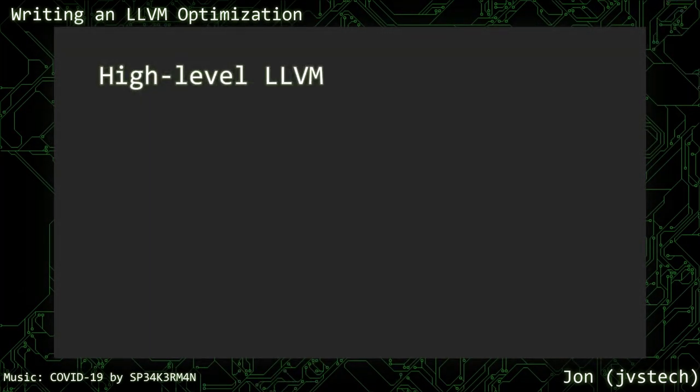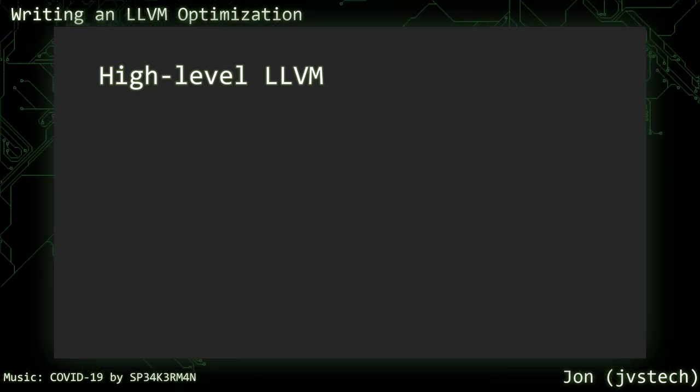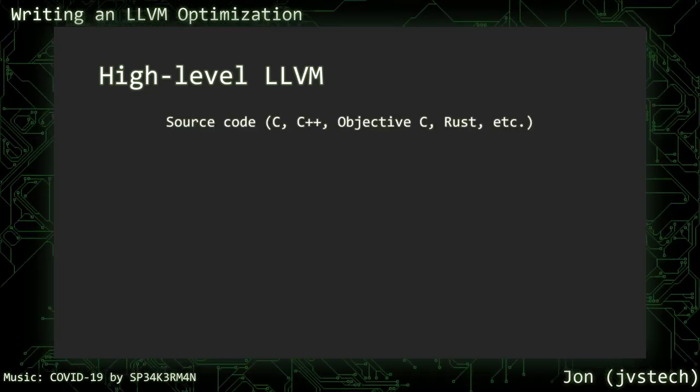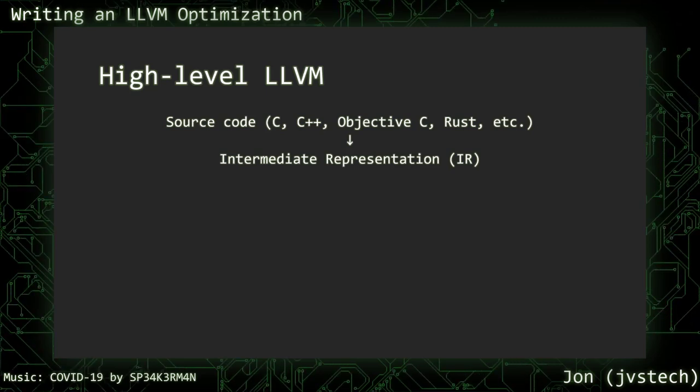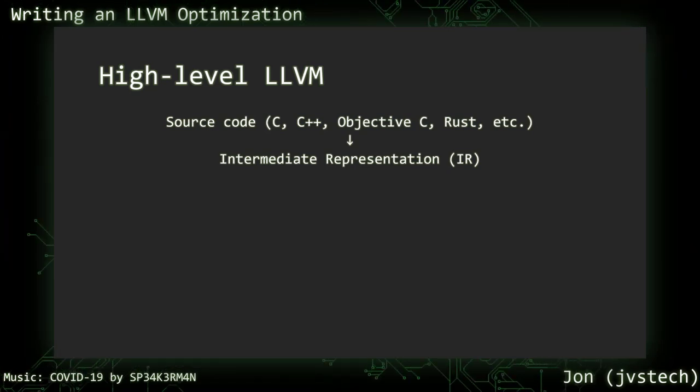Before we roll into writing our optimization, it's important to understand the basics of LLVM, so I'll give a 30,000 foot overview. In the compilation phases, high-level source code is parsed and converted to LLVM Intermediate Representation, or IR. This is the job of the front-end compiler, and this is what Clang does primarily with C and C++. Other languages, such as Rust, also have compilers that convert their code to LLVM IR.